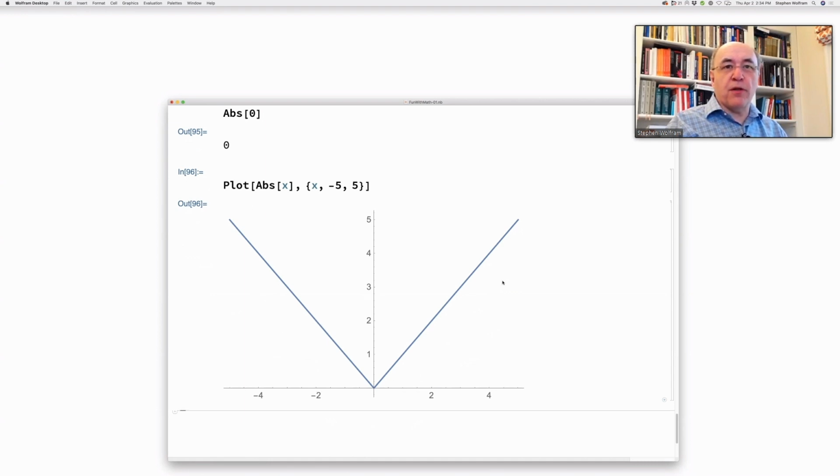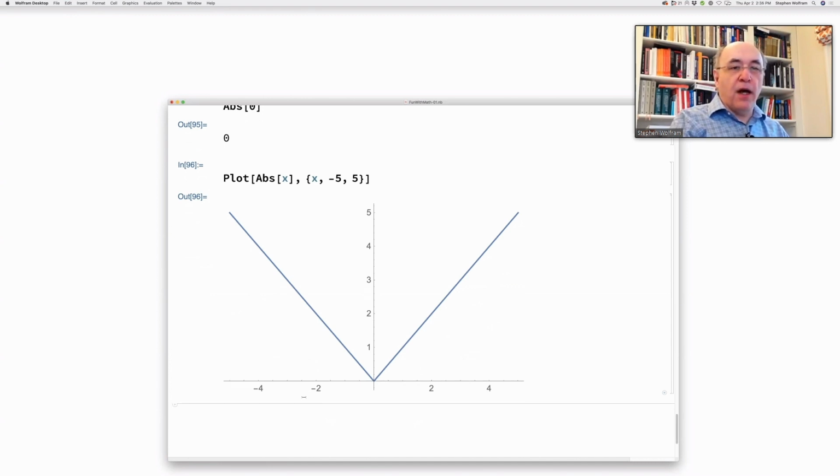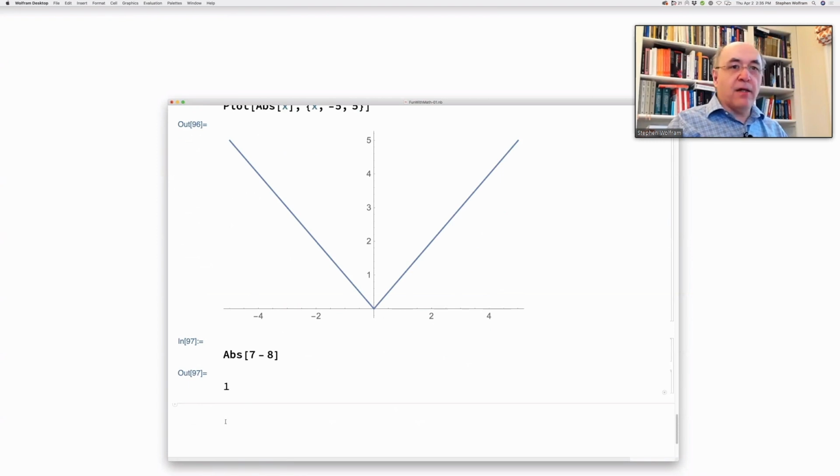So that's what the plot looks like. Yes, it is true that if we decide we're going to use absolute value whenever we do our subtraction, a sort of absolute value subtraction, then that will be commutative again.